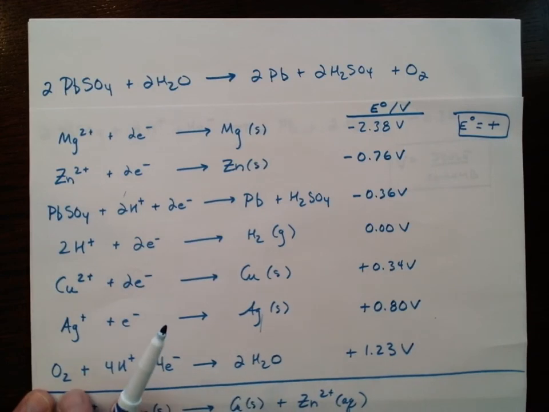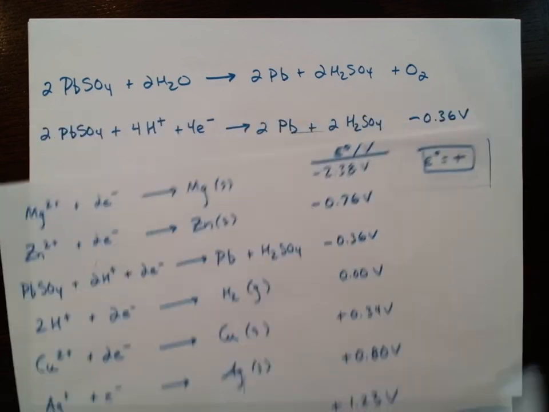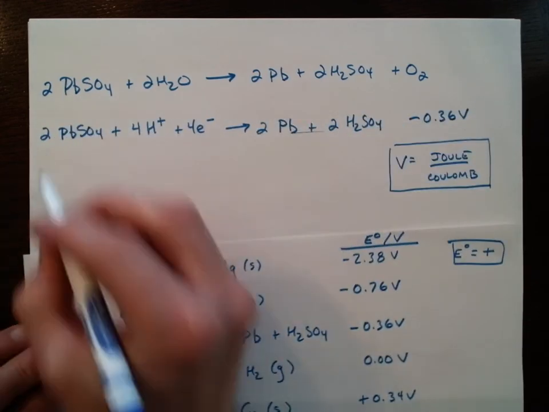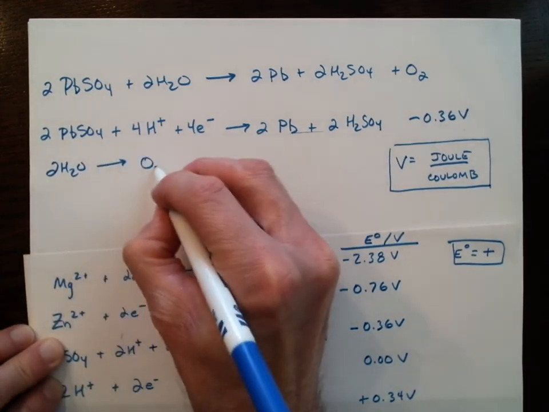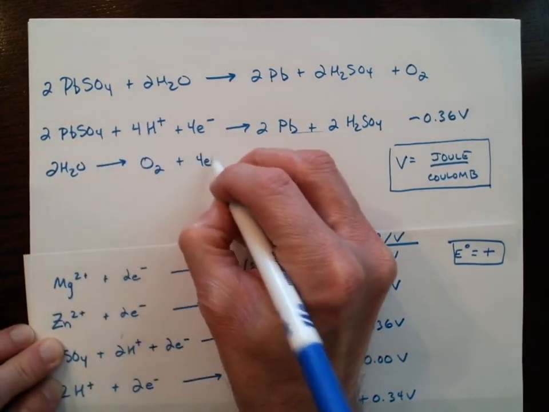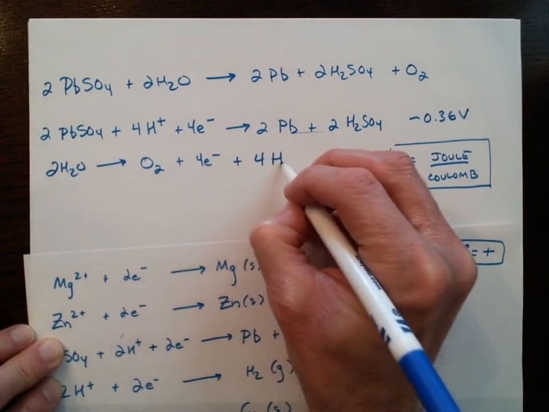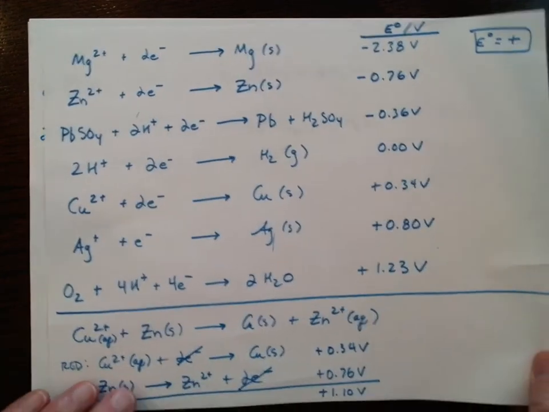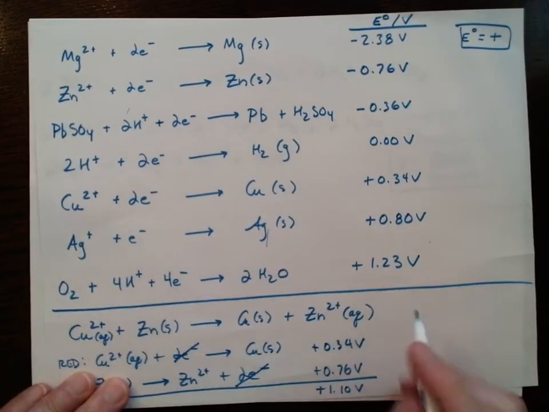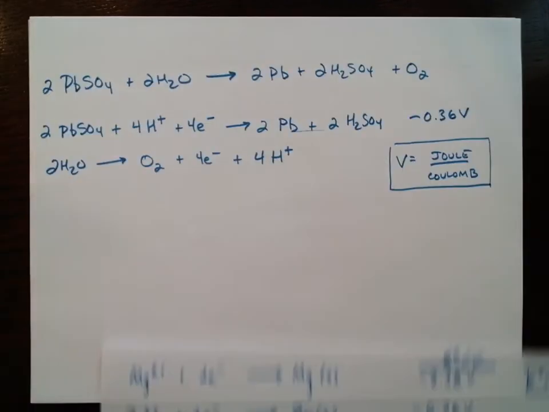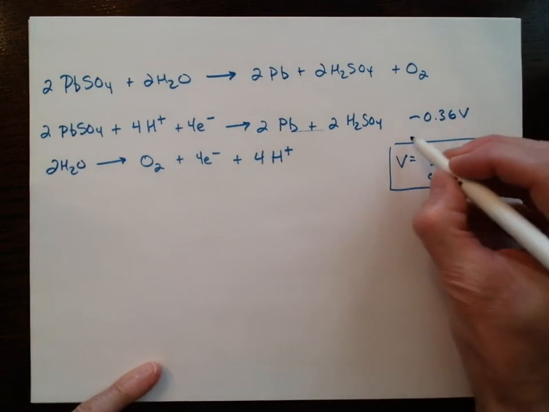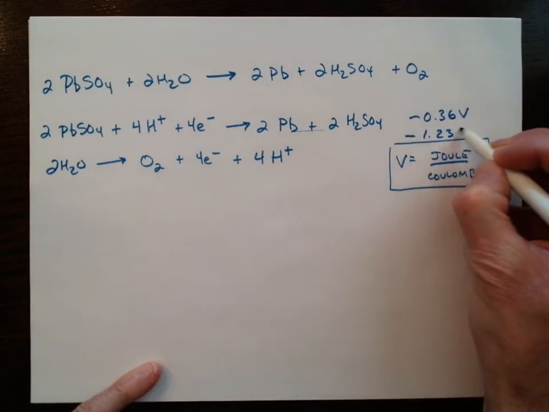So why don't I just write this reaction down flipped? So it's going to be 2 waters going to O2, 4H+, and 4 electrons. So let's write that down. 2H2O is going to go to O2 plus 4 electrons plus 4H+, and the cell potential for that, I flipped it. I got to make that a negative 1.23 volts. We'll write that down right here, negative 1.23 volts.